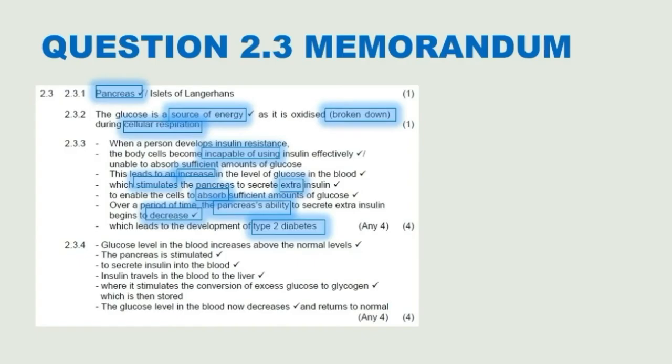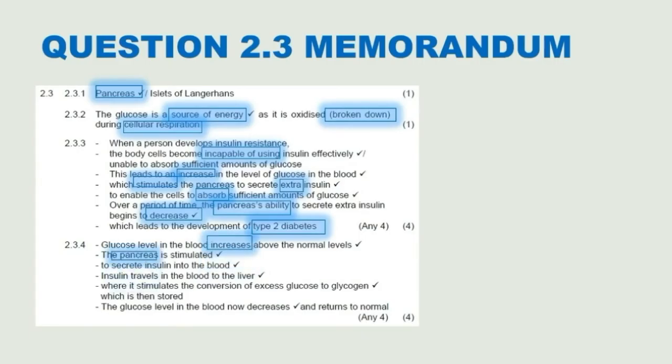Then question 2.3.4, they asked you, how does the body maintain normal blood glucose levels in a healthy person that has a high carbohydrate meal or that had excess intake of glucose? So the glucose levels in the blood will increase. You get a mark for that.